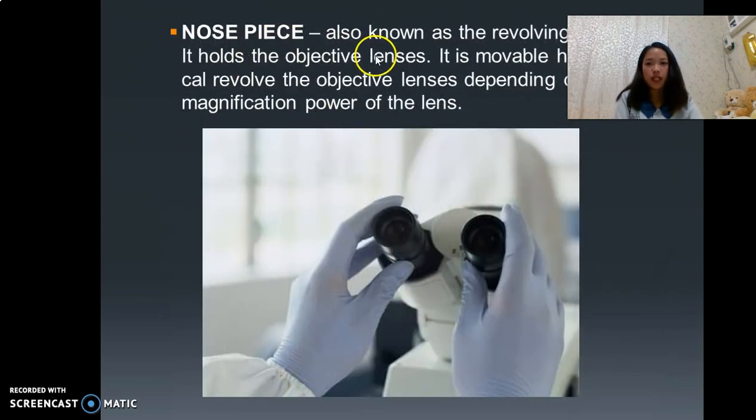Nose piece, also known as the revolving turret. It holds the objective lenses. It is movable, hence it revolves the objective lenses depending on the magnification power of the lens.